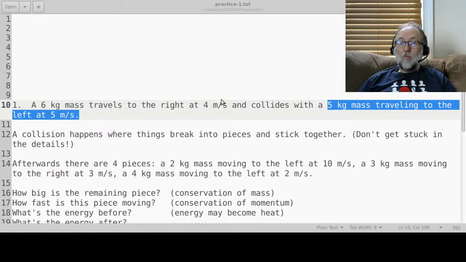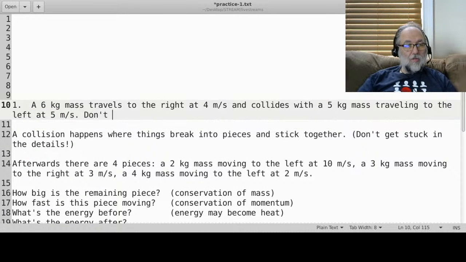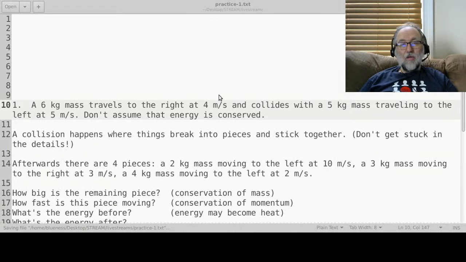Now, in these problems, don't assume that energy is conserved. The reason is that during a collision, there could be energy which gets transformed into heat. In other words, energy is lost. So don't make that assumption unless I say so. In fact, that's going to be one of the questions. So how do you do this?